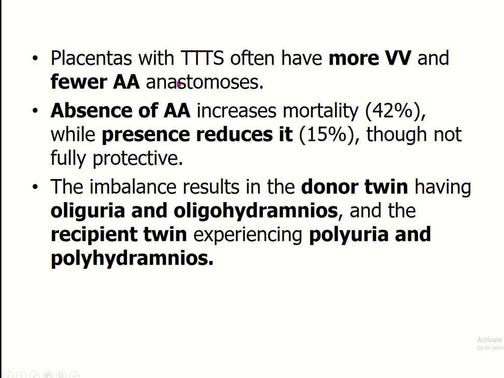Placentas with TTTS often have more VV and few AA anastomoses. Absence of AA anastomosis increases mortality, while presence reduces it, though it is not fully protective. The imbalance results in the donor twin having oliguria and oligohydramnios, and the recipient twin experiencing polyuria, polyhydramnios, and heart failure.